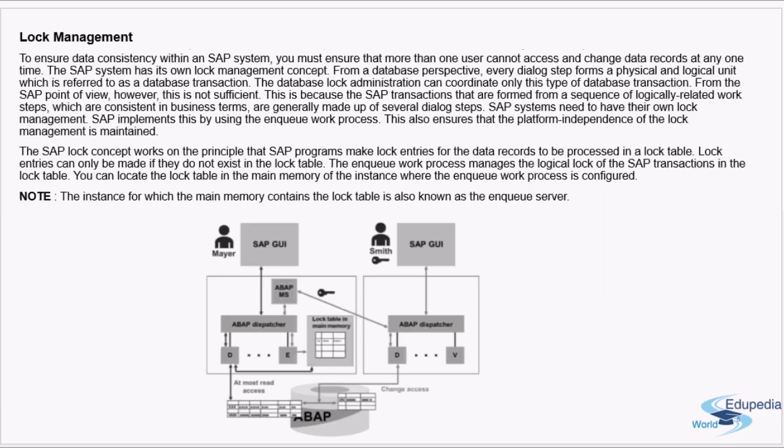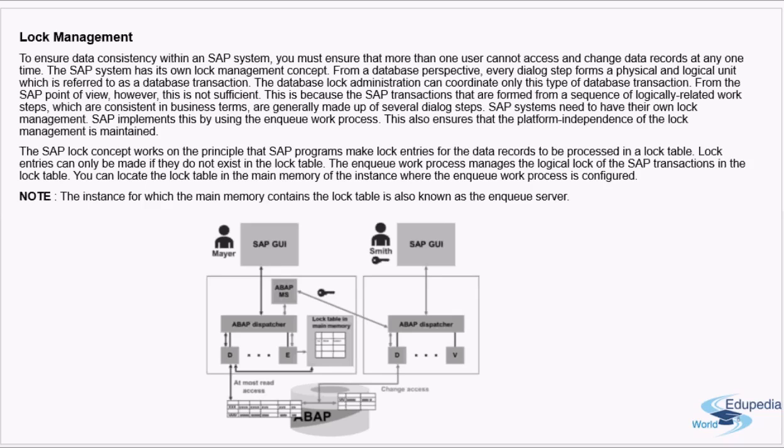Now, lock management. The first work process which we have seen is the dialog work process. This is the second one, the enqueue work process, which is used for lock management. To ensure data consistency within an SAP system, you must ensure that more than one user cannot access and change data records at any one time. The SAP system has its own lock management concept.